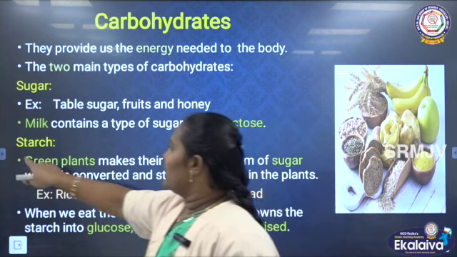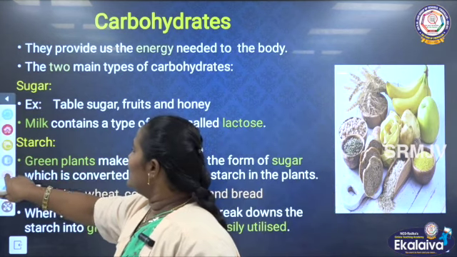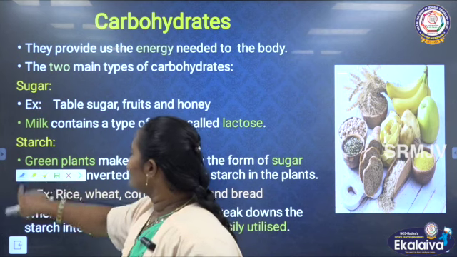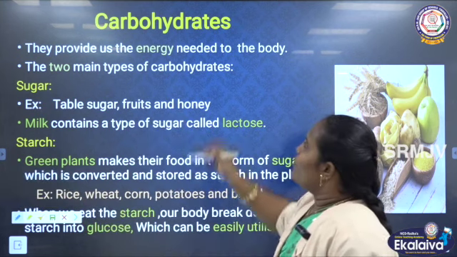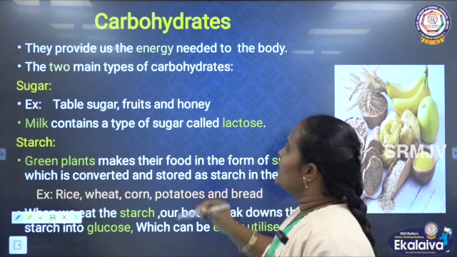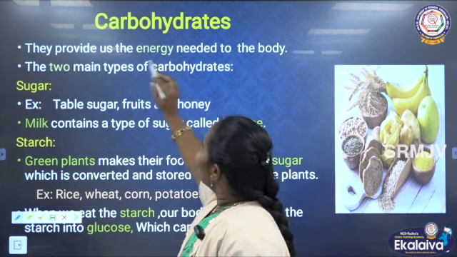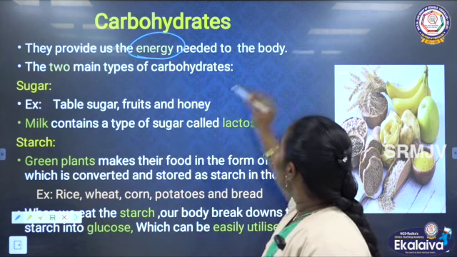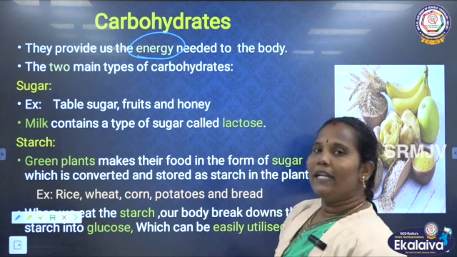See, the first component of food is the carbohydrate. We have to learn about the carbohydrate. I already told you, carbohydrate is the energy giving food. They provide us the energy needed by the body. We need the energy, as I told.